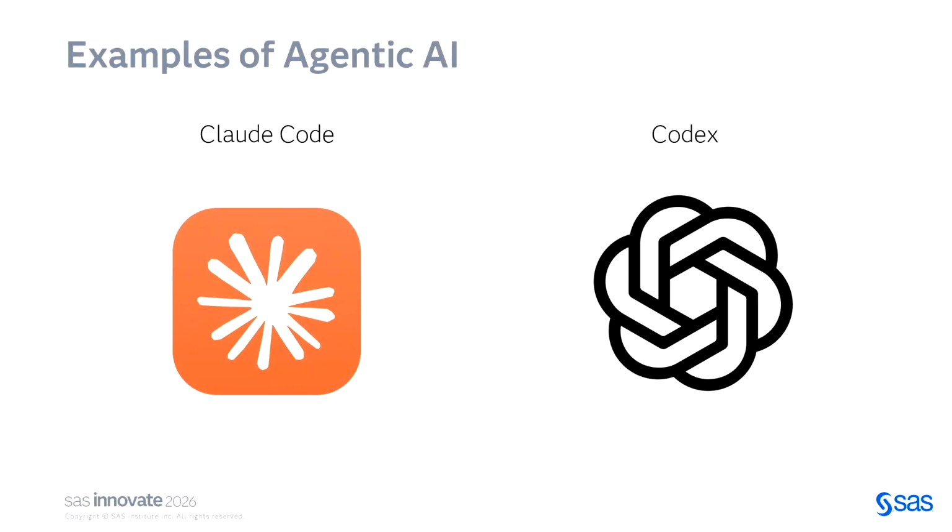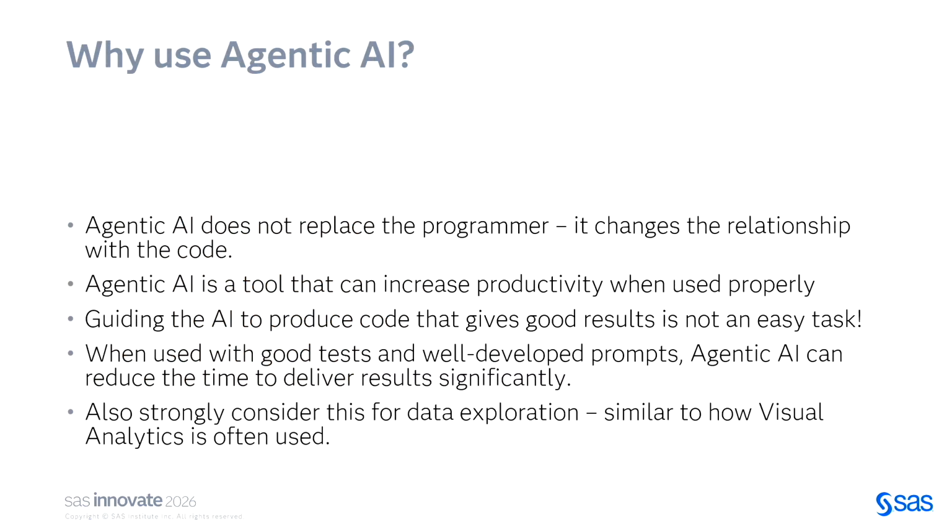Here's a couple examples of Agentic AI. We've got Claude Code, Codex. Again, in November, I think these were the two real options. Now there's more. But I felt I needed some pictures. It was getting too much text.